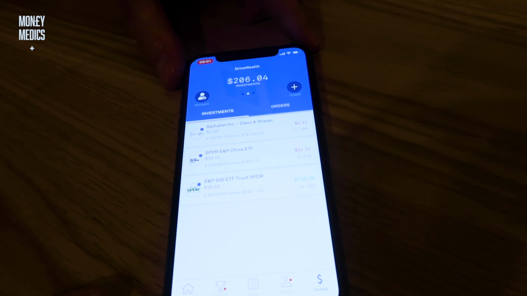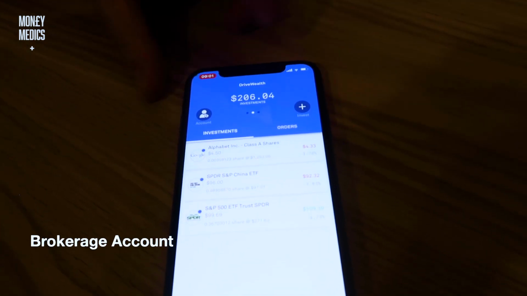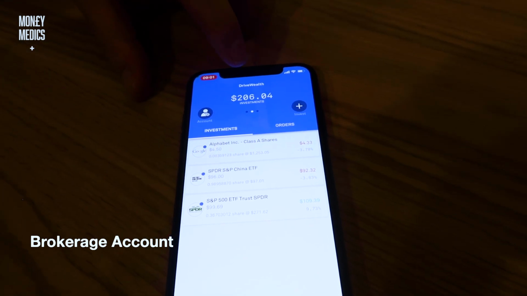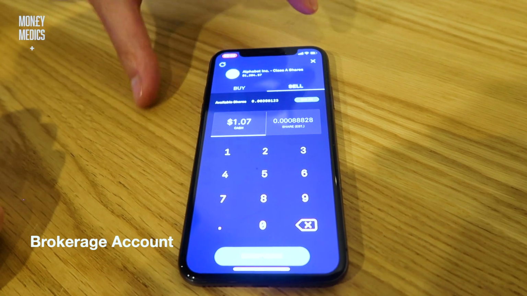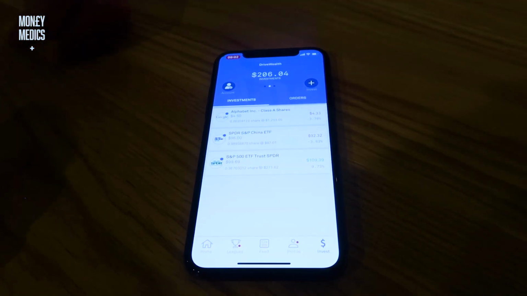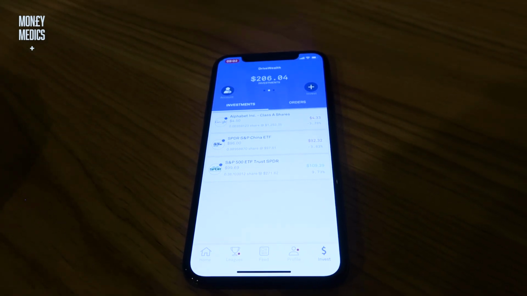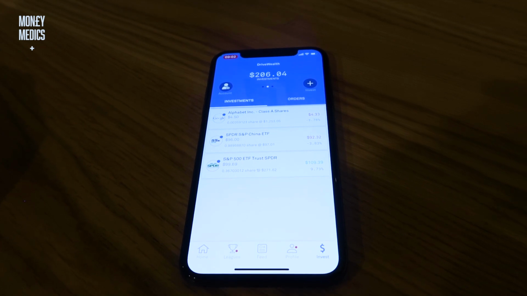So this is the real investing part of the app. It's a brokerage account with our US broker partner called Drive Wealth. And this is where you can invest fractionally. Not only is Invstr a great place to learn and meet friends and play games, but it's also actually a really practical place to invest your money, even if you've only got a little bit of money to invest.